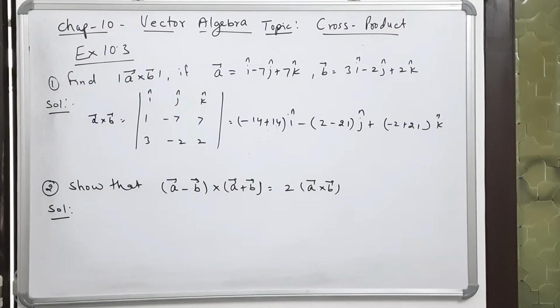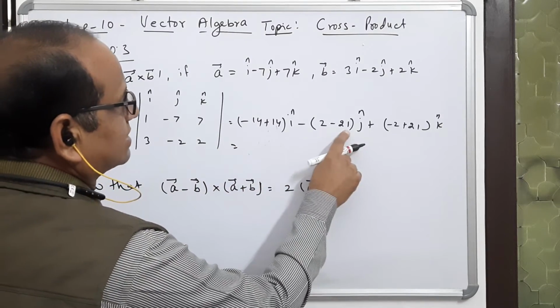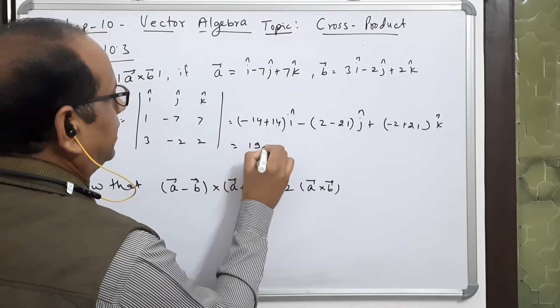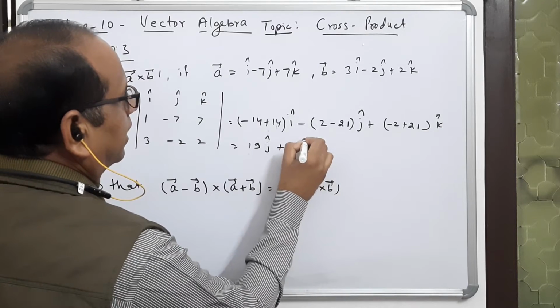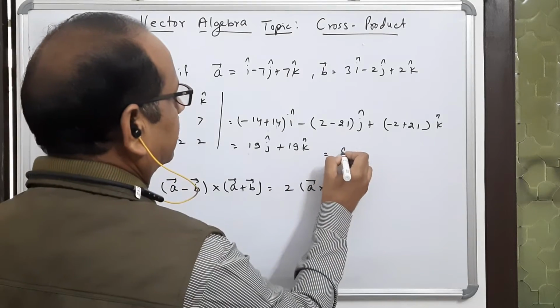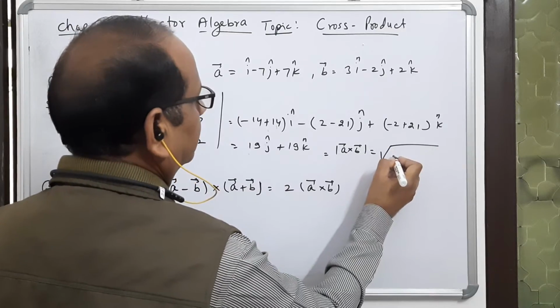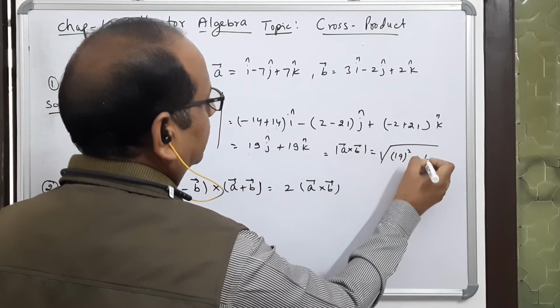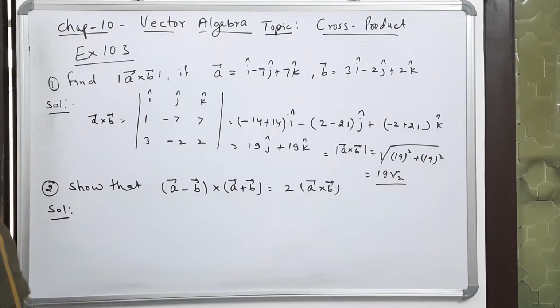Please see, this part is clear or not? This is something very important. So the final is, this will be 0, this is minus and it is plus. So 19 J cap plus 19 K cap. So what will be the magnitude of A cross B? The magnitude of A cross B will be the square root of 19 squared and 19 squared, and if you simplify it, it will be 19 root 2.